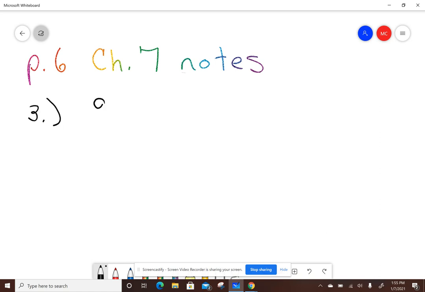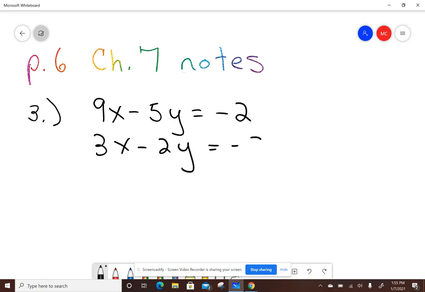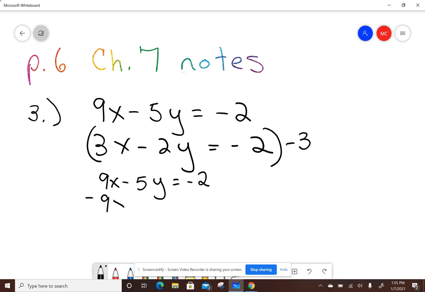So let's look at number 3. 9x minus 5y equals negative 2. 3x minus 2y equals negative 2. So I look at this. I see a -2 and a -5. It's not that easy to multiply a -2 to turn it into a +5. But I notice 3 and 9. 9's a multiple of 3. It's very easy for me to turn this 3 into a -9, which is what I want. So I multiply my bottom equation by -3. I get 9x minus 5y equals -2, and then -9x plus 6y equals 6.